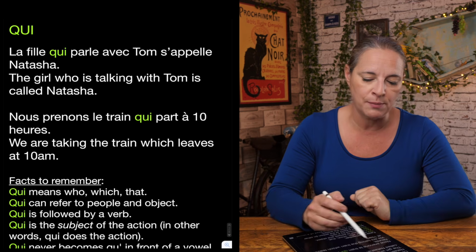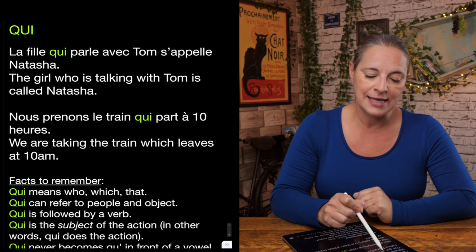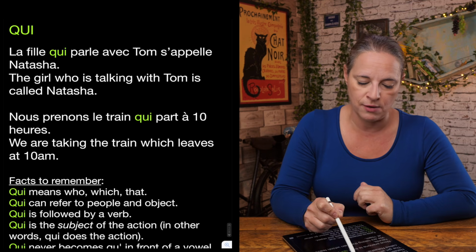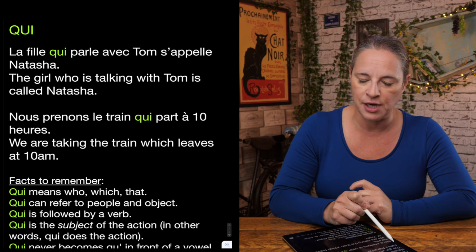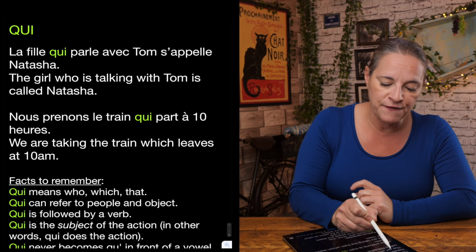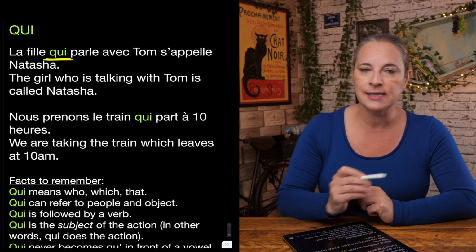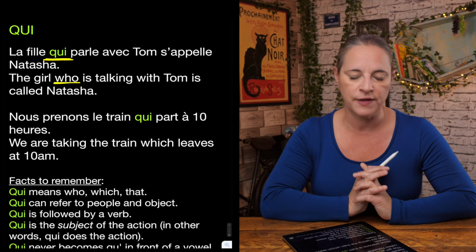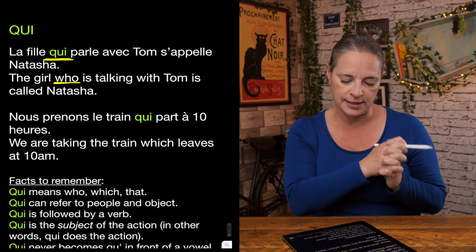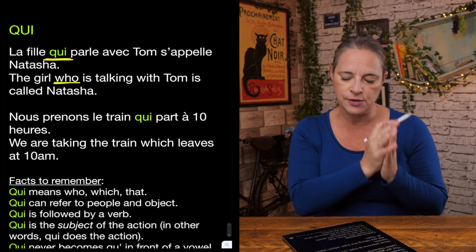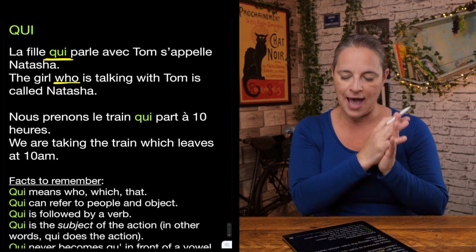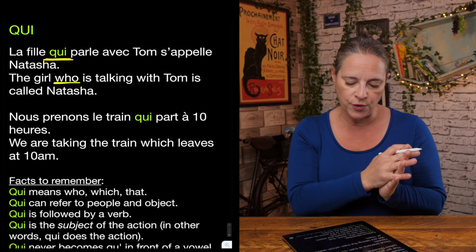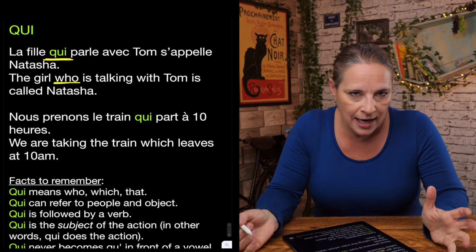So have a look at this example. La fille qui parle avec Tom s'appelle Natacha. So, la fille qui, and here is qui. So translation, the girl who is talking with Tom is called Natasha. Qui is the subject of the action. So in other words, qui does the action.